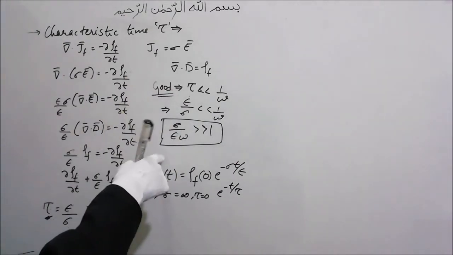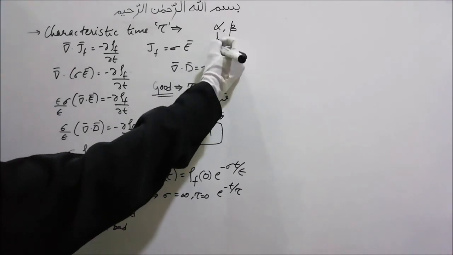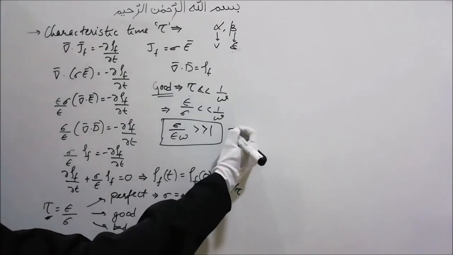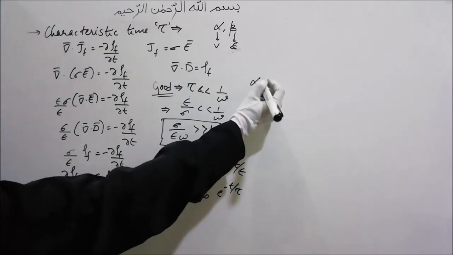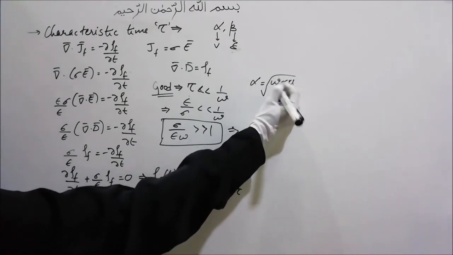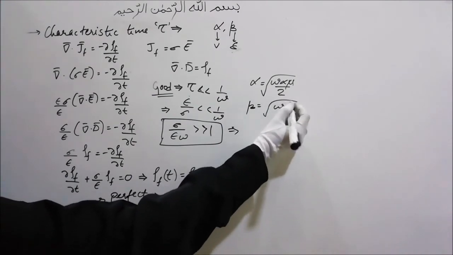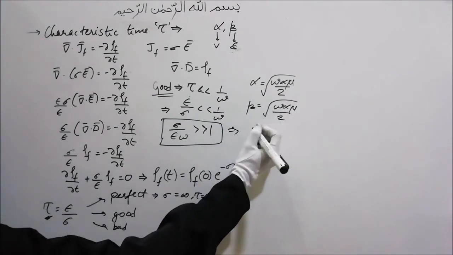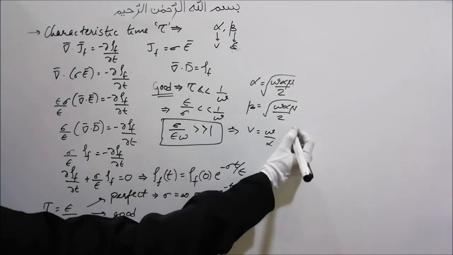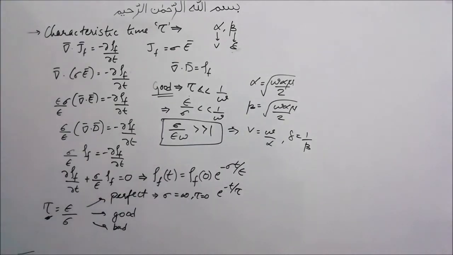Now you put this value in the values of alpha and beta. From alpha we get V, and from beta we get the skin depth delta. Putting that in, alpha is equal to the root of omega epsilon mu by 2. Beta will also be the same, root of omega epsilon mu by 2. So V will be equal to omega upon alpha, and delta will be 1 by beta. This is for a good conductor.